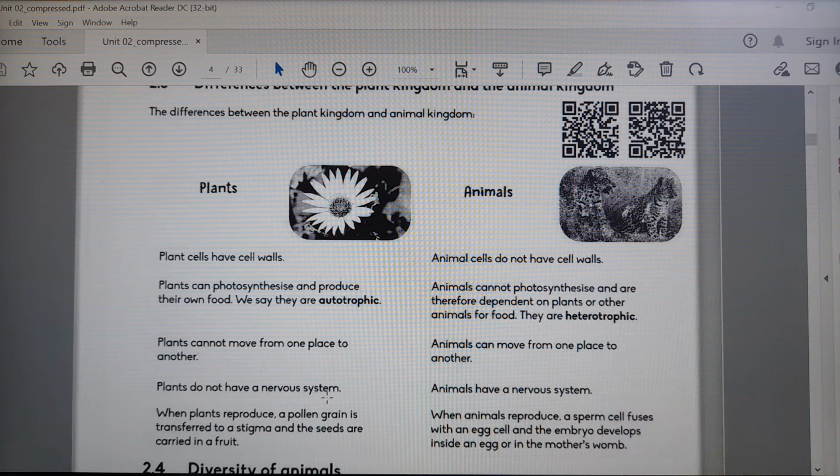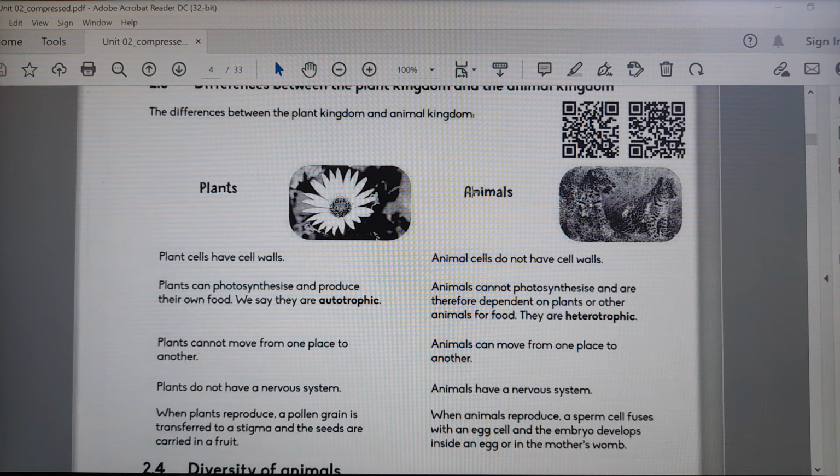Plants do not have a nervous system, and when plants reproduce, a pollen grain is transferred to a stigma and the seeds are carried in a fruit. Let's read again. When plants reproduce, a pollen grain is transferred to a stigma and the seeds are carried in the fruit. We'll learn more about this as we continue.